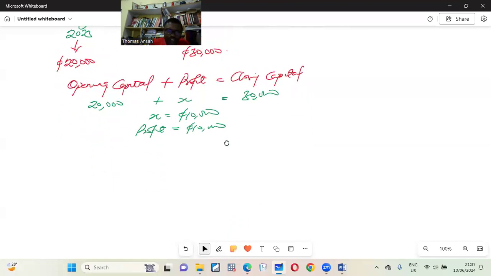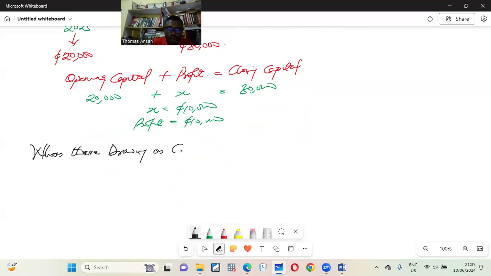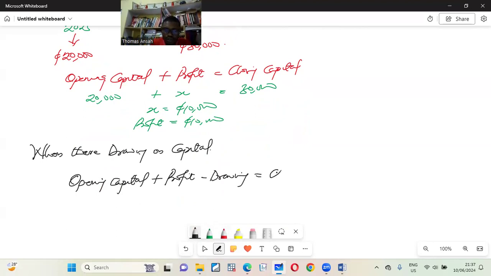Now, what if they did some drawings from capital? When there is drawings on capital, what if the person decides to withdraw some things from his capital? If that is the case, then we all know that drawings reduce our capital. So basically, the formula will now be opening capital plus profit, which is an increase in capital, minus drawings is equal to what? Closing capital. So that is how the equation will now be.